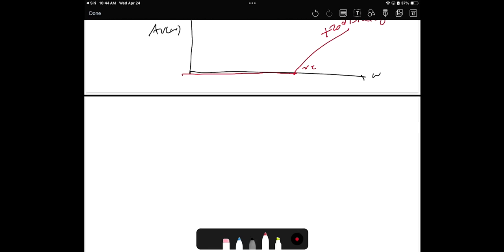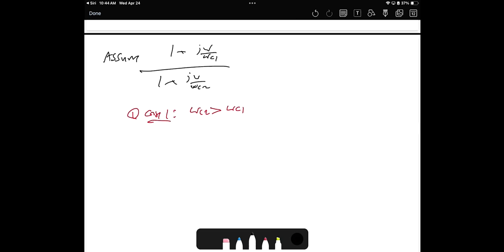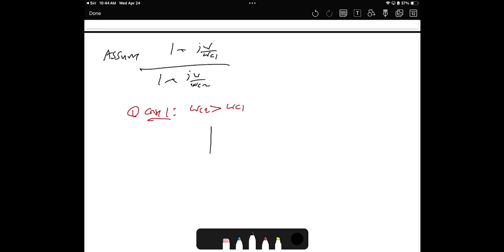So let's assume this example. Assume we have 1 pole and 1 zero: 1 over 1 plus j omega over omega c1, and 1 plus j omega over omega c2. So we have omega c1, and we have omega c2. Let's consider case 1, when omega c2 is larger than omega c1. Here are the plots. Here is omega c1, here is omega c2.